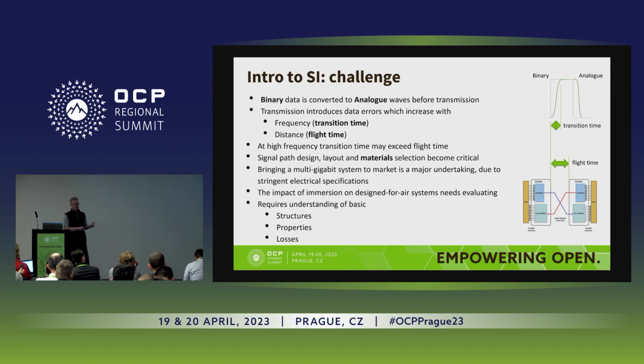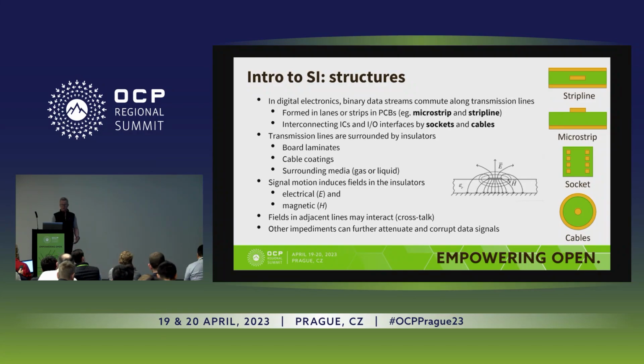In order to really understand what the impacts are, there are some basics we have to get to grips with. Those basics, which we're going to talk about today in my next 3 or so slides, are the structures that you find in those transmission lines, the properties of the multiple materials which are present, and how those structures and properties combine to derive the losses to the signal amplitude and the delay in signal propagation. So, structures first.